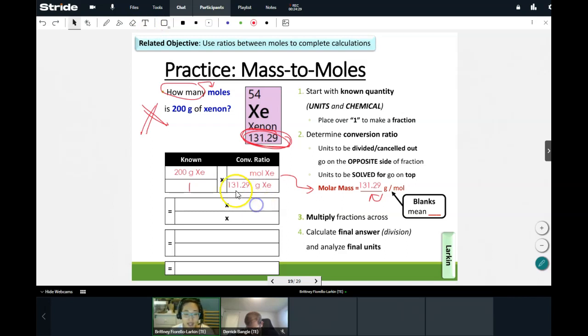Perfect. And on top here, what number is next to moles? I have a blank. Blanks mean what? Yeah, blanks just mean 1. So 1 goes on top next to moles. So on top, I've got 200 times 1, which equals what? Yeah, it equals 200. On the bottom, I've got 1 times 131.29, which still gives me 131.29. Grab your calculators, do the top divided by the bottom, and tell me what you get. Go ahead and give me 2 decimal places.